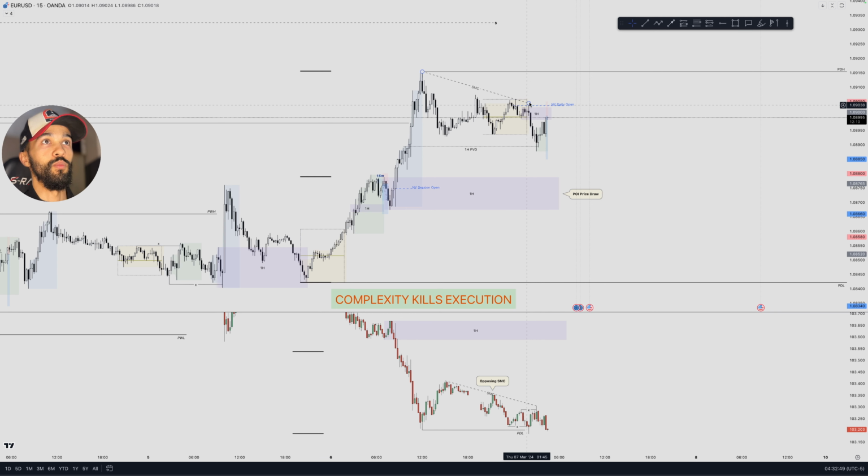So that would mean weakness from EU because EU is making lower highs. And it would look as if this lower low was a grab of sell side liquidity to sponsor a move higher on DXY. So that would also play into our hands for shorts.